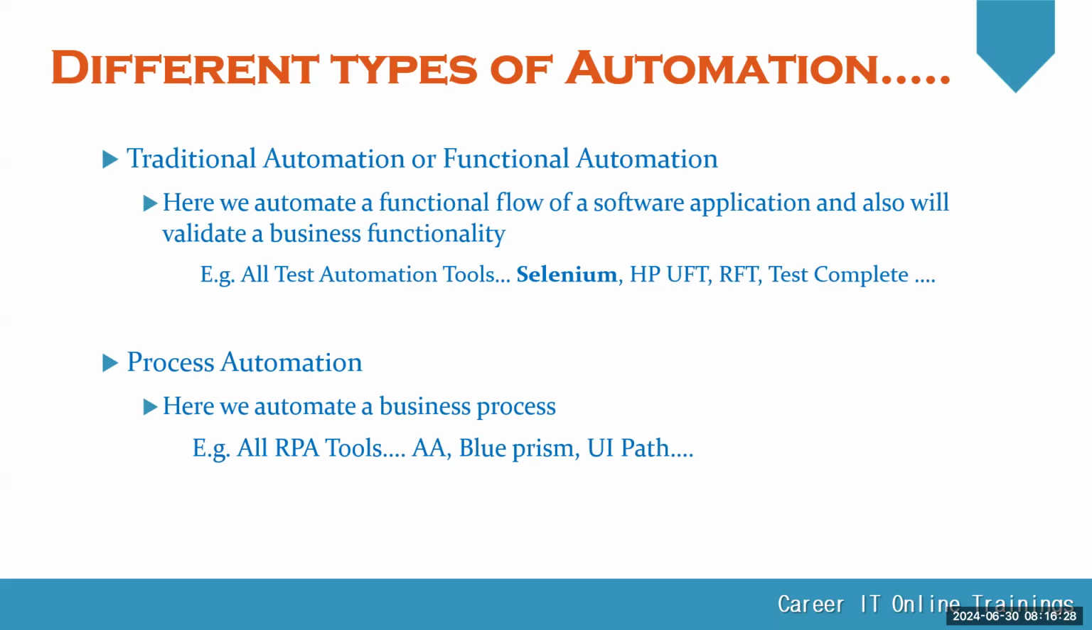These process automation tools are mostly developed on top of AI, artificial intelligence. These RPA tools you can see here: Automation Anywhere, Blue Prism, UiPath. These are the different types. Most of the time, these process automation tools are developed on top of AI. That's why those are paid tools, so we are supposed to pay something for the license.